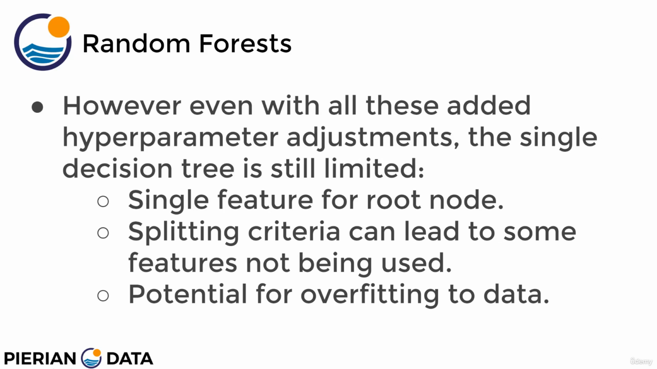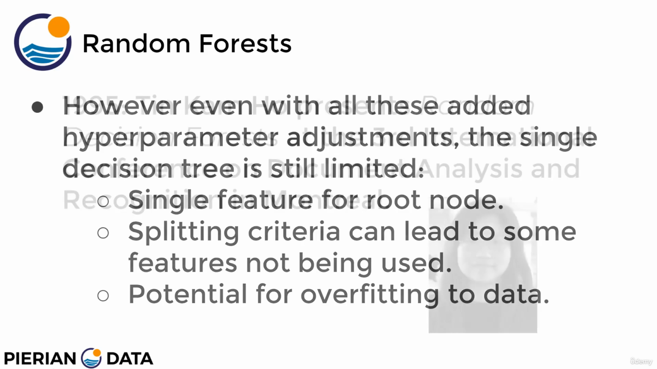So what we need to realize is, even with all these added hyperparameter adjustments, that single decision tree is still limited. There is always going to be a single feature for the root node for some set of rules. The splitting criteria can lead to some features not being used for some set of rules, and there's always the potential for overfitting to data.